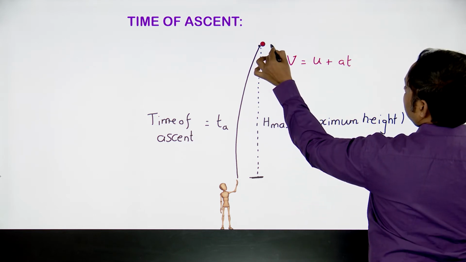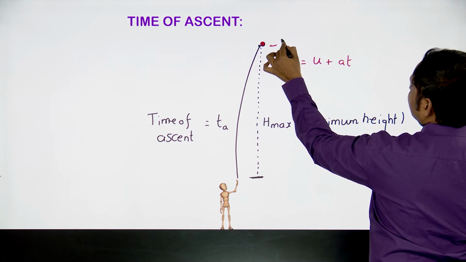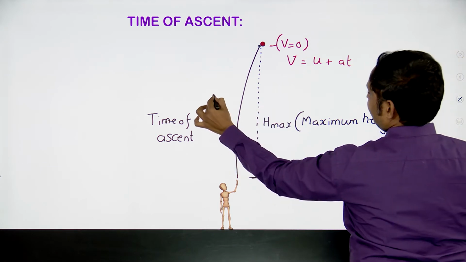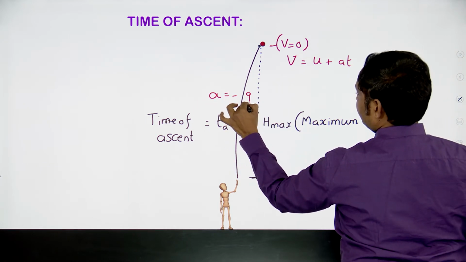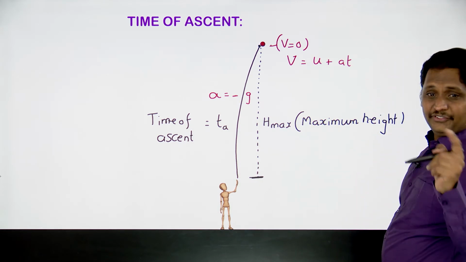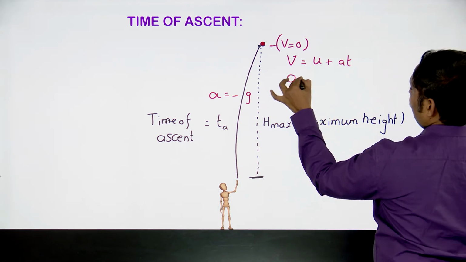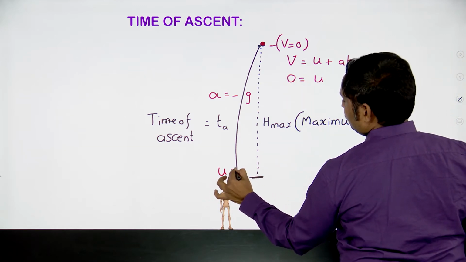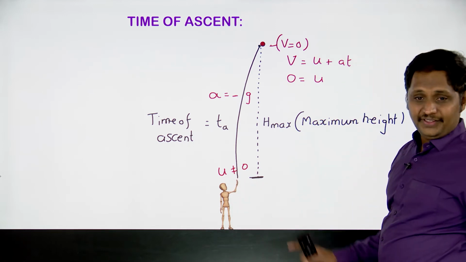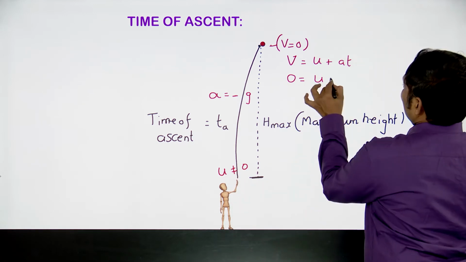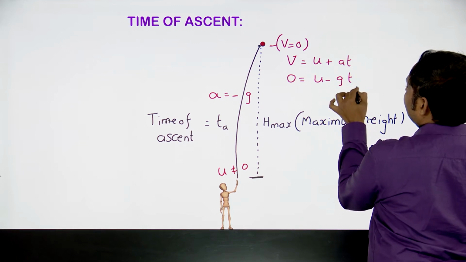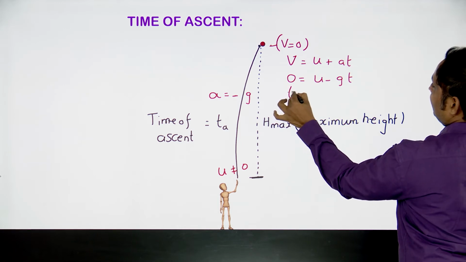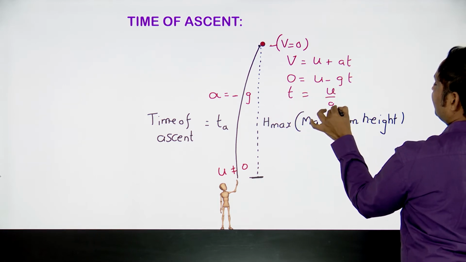Here, V is equal to 0, it's very clear, and A is equal to minus G. We would like to consider this one. So, 0 is equal to U, since it has been projected with that initial velocity, U is not equal to 0. Yes, we have to consider this one. So, minus G T. Here, T is equal to U by G.